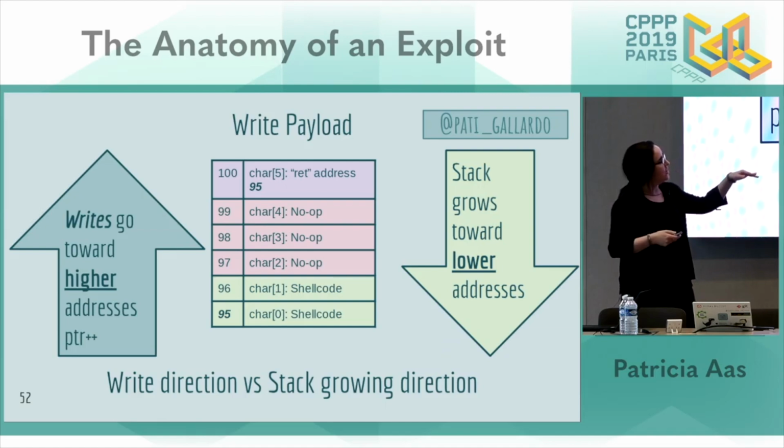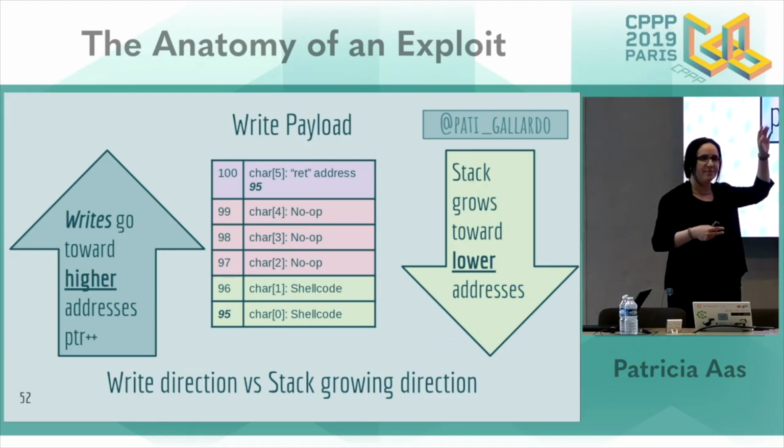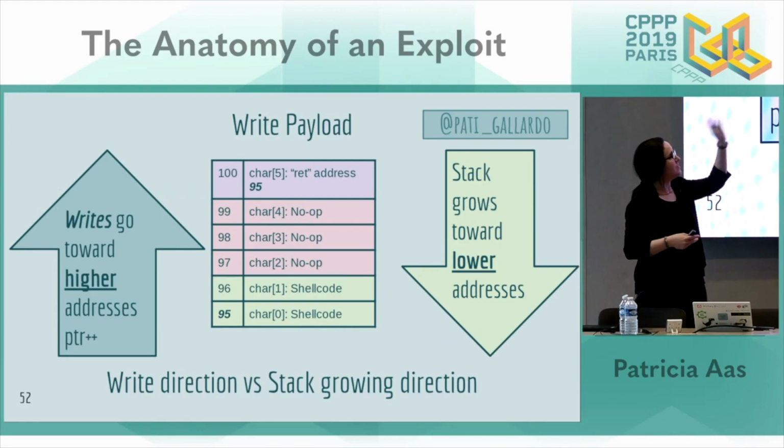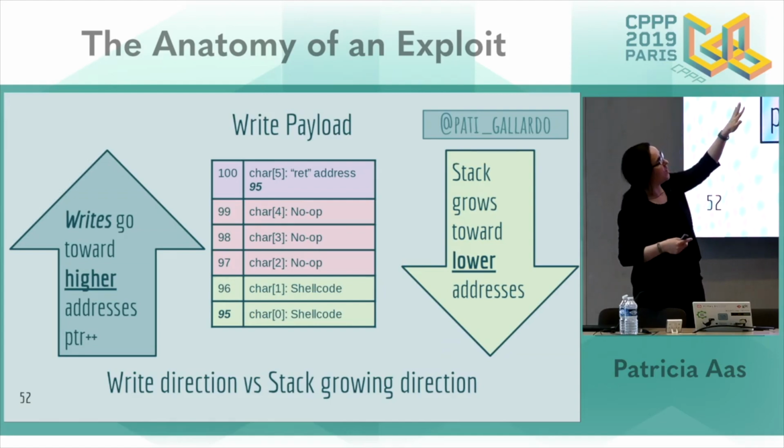So when we write our payload, which is what we're going to write into our array, this is sort of how we're going to do it today. We're going to have our shellcode in the beginning of our array. Then we're going to have some no-ops in the middle. And then at the end, we're going to overwrite the return address.